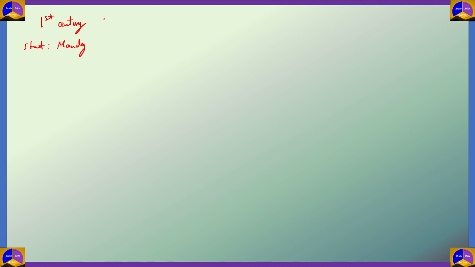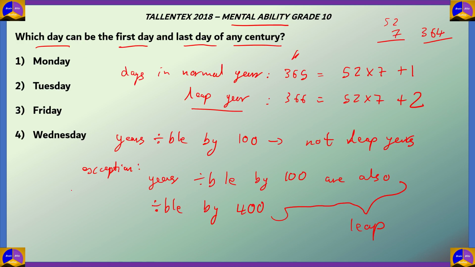Now, in a century, technically people believe that it's 75 plus 25. However, that's not true because years divisible by 100 are not leap years. So the actual calculation for the number of normal years and leap years is 76 plus 24. 76 is normal, 24 is leap.